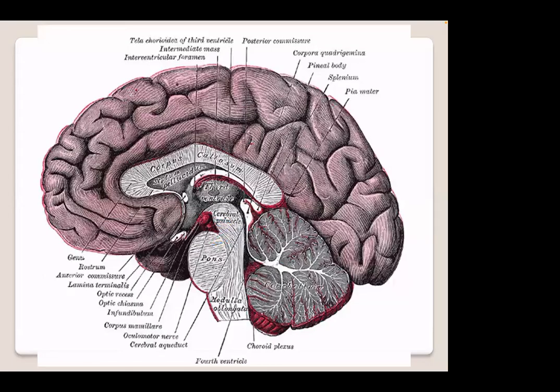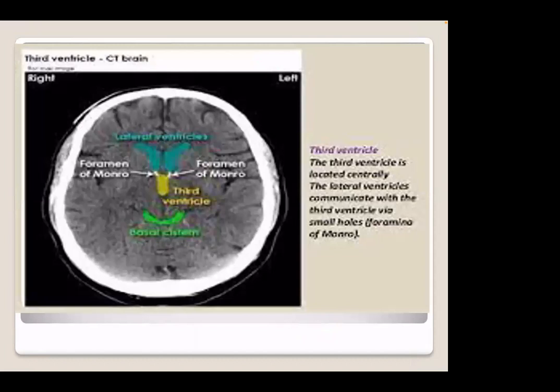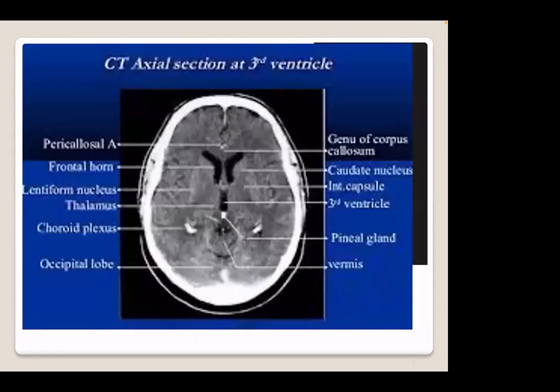The diagram showing the choroid plexus. This is corpus callosum, septum pellucidum, and the third ventricle. This right area is the choroid plexus, and this is the choroid plexus of the fourth ventricle. Third ventricle, the third ventricle located centrally, connected to the lateral ventricle with the small hole on each side, foramen of Monro. This is the lateral ventricle.